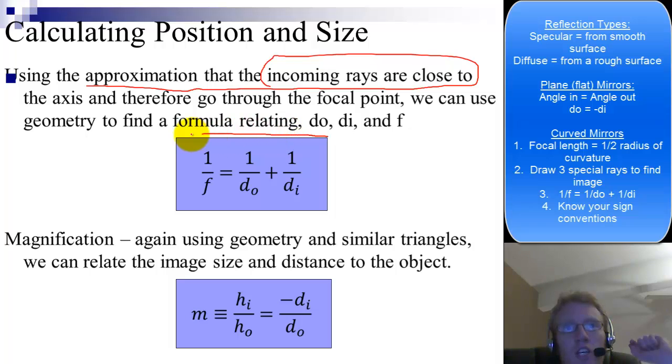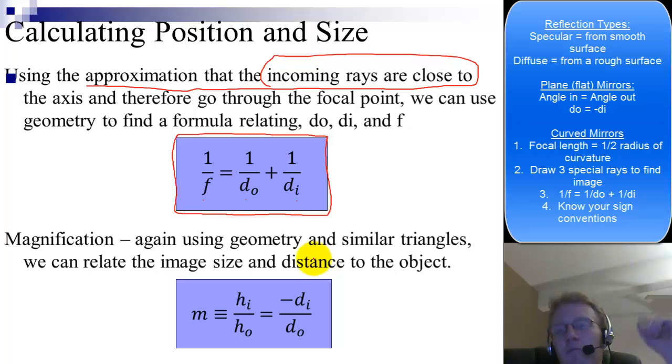If you want to see a geometrical derivation of this, we can do that in class. I haven't done it myself, but I'm sure we could work together and figure it out. So 1 over the focal length equals 1 over the distance of the object plus 1 over the distance of the image. So whichever of the 3 here is your variable, you plug in the other 2, and then you can solve for the unknown.